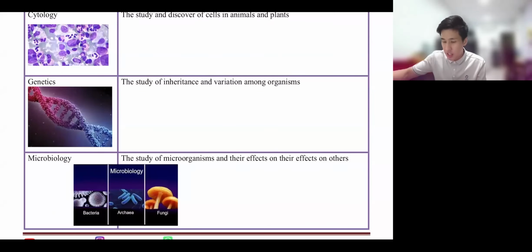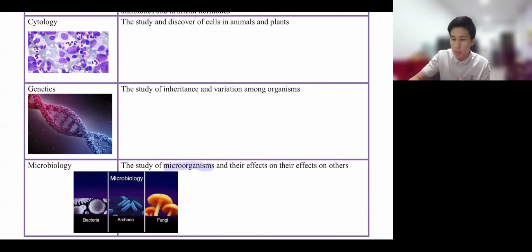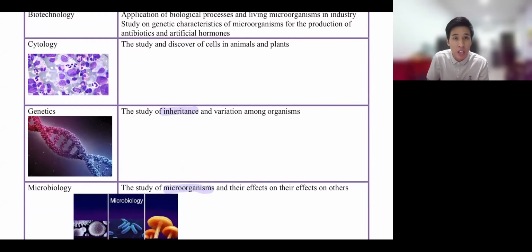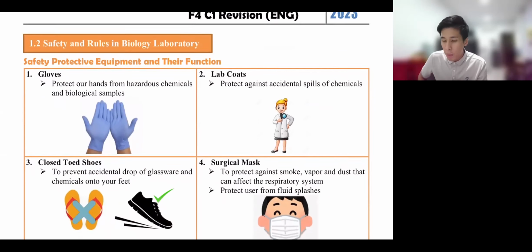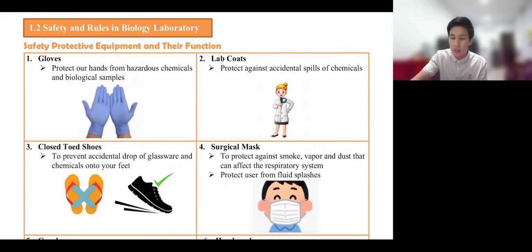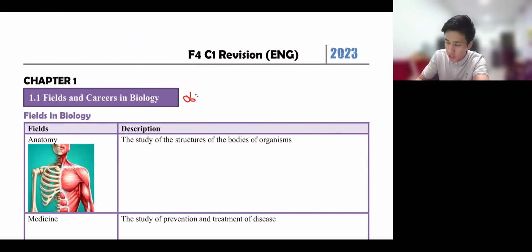Microbiology, for example, you study about microorganisms. Genetics, you study about genes, you study about inheritance lah, for example. Cytology, you study about cells lah. So this one, just read through only. Now 1.2, this thing also a bit useless one. Also, they only ask in objective. So 1.1, 1.2 is definitely just objective, multiple choice questions.